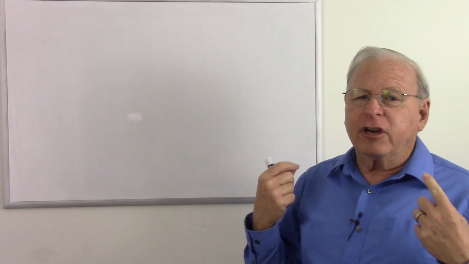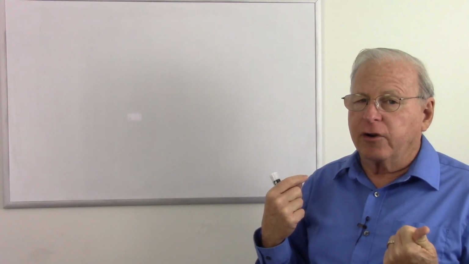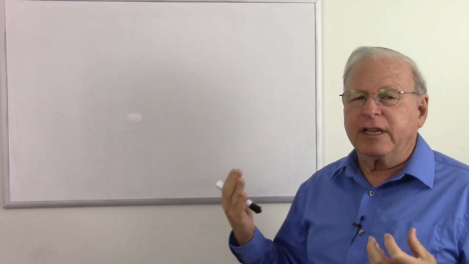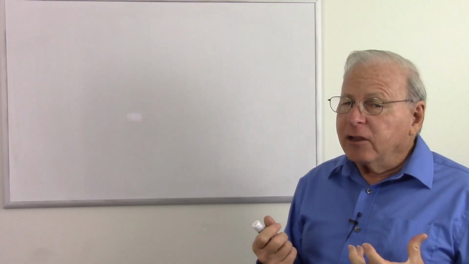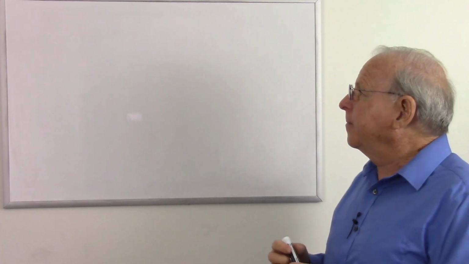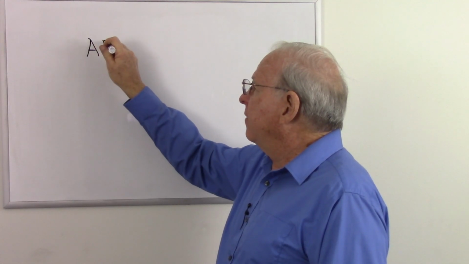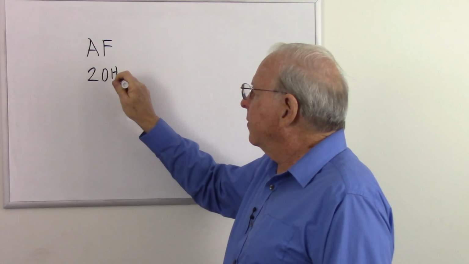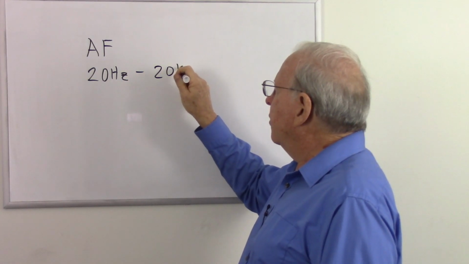But our ears can hear a range of frequencies anywhere from 20 cycles per second, or 20 hertz, all the way to 20,000 cycles per second, or 20 kilohertz, at least a normal person. If you are young, you might actually hear slightly higher frequencies, if that makes any sense. So audio frequencies, or AF, are going to be frequencies between 20 hertz and 20 kilohertz.